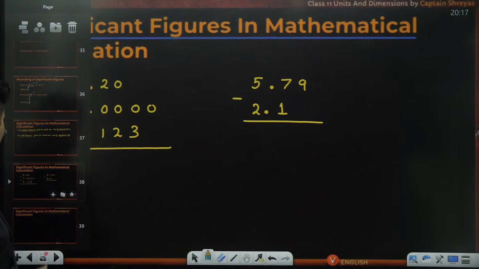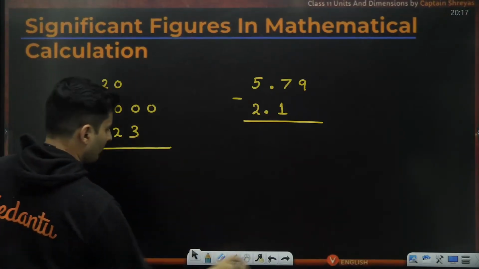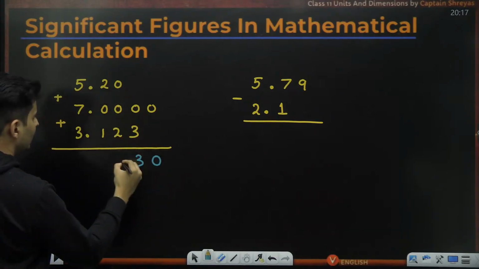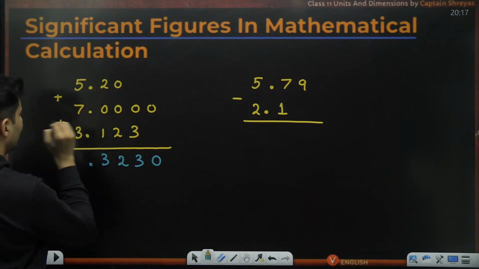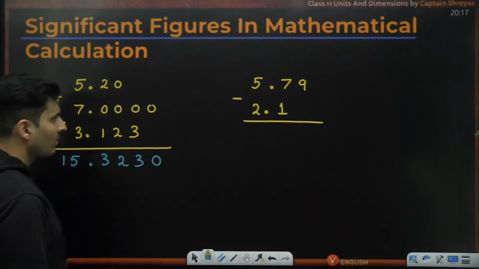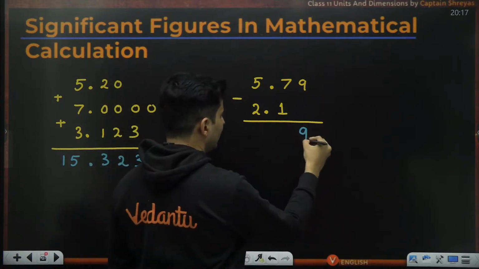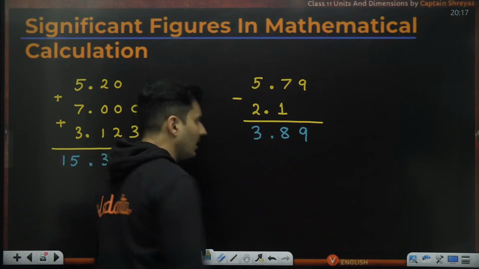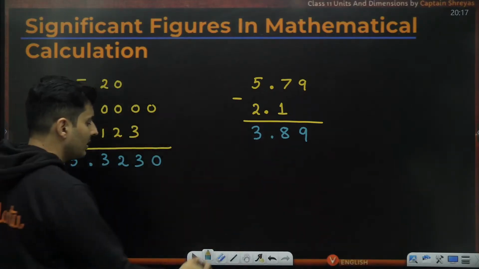So what would it be if you do it? Well, this will be 0, this will be 3, this will be 2, this will be 3. This will be 5 plus 7, which is 12. 12 plus 3, which is 15. So 15 point something. Here also do the normal subtraction. 9 minus 0 is 9. 7 minus 1 is 8. 5 minus 2 is 3. But this is not the final answer. Why? This is the reason.